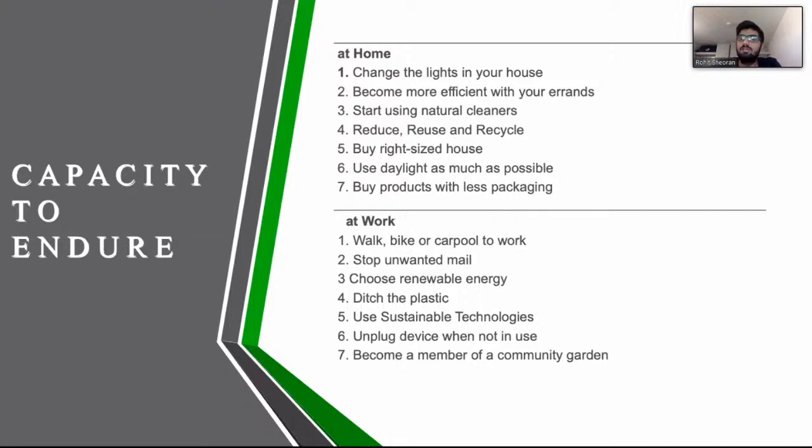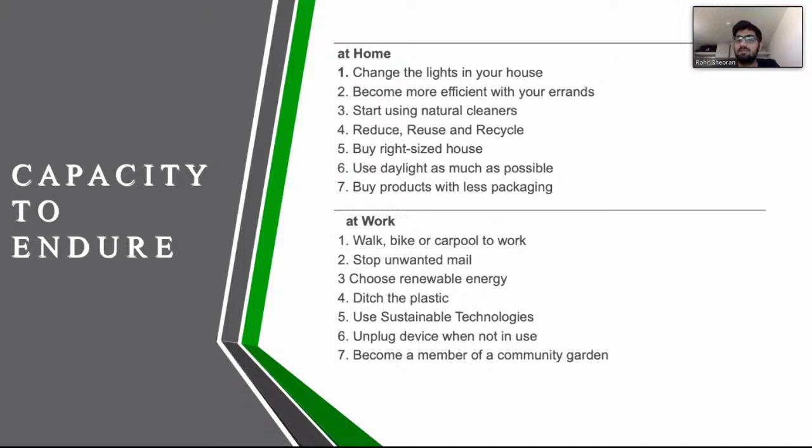Start using natural cleaners, like mixing water with vinegar as a cleaning agent instead of chemicals. Reduce, reuse, recycle. These are the three most important R's in terms of sustainability. Try to reduce as much as you can. Buy right-sized houses. We have to be very optimistic about these things. When we are buying something, we have to buy exactly as per our requirement.